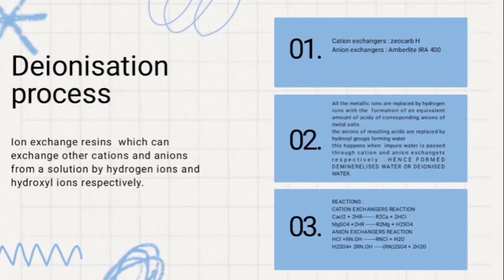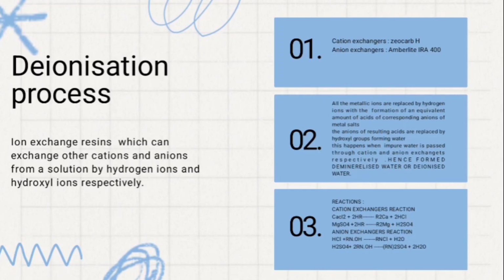Deionization process. Ion exchange resins can exchange cations and anions from a solution with hydrogen and hydroxyl ions respectively. The most commonly used cation exchangers are ZeoCarb H. Most commonly employed anion exchange resins are Amberlite IRA400. All the metallic ions are replaced by hydrogen ions with the formation of an equivalent amount of acids and corresponding anions of metal salts.